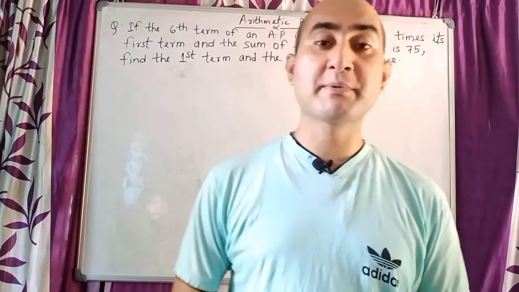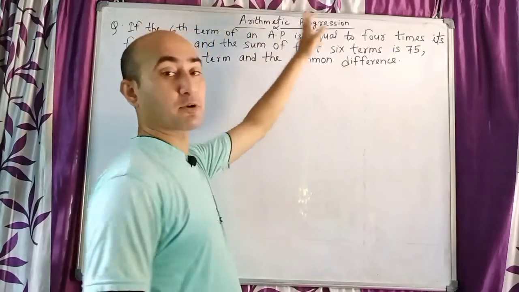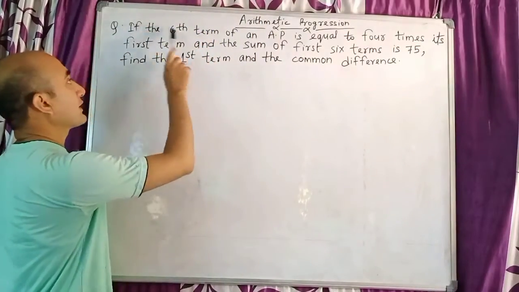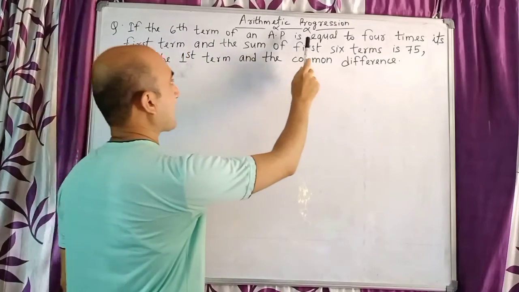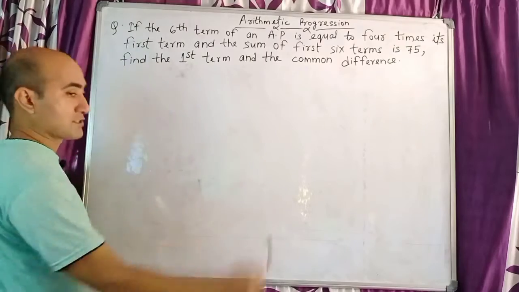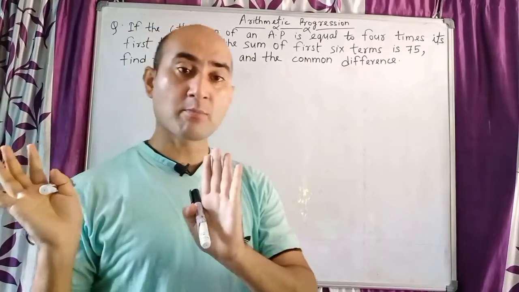So today again I will be discussing the last question from the chapter arithmetic progression. So here I have a question, children, let us begin this question. If the sixth term of an AP is equal to 4 times its first term. So there is a comparison between the sixth term and the first term of an AP.